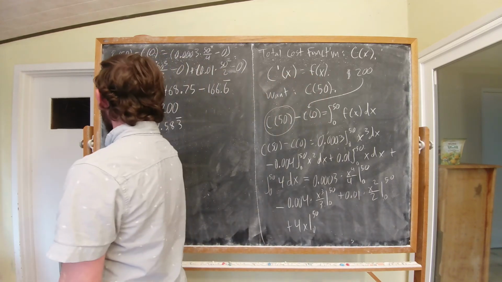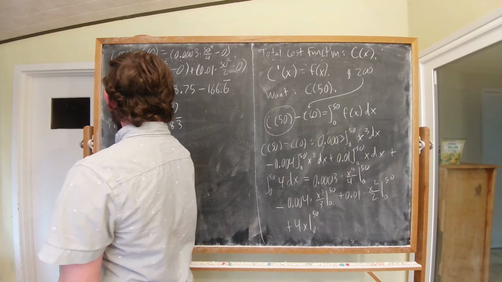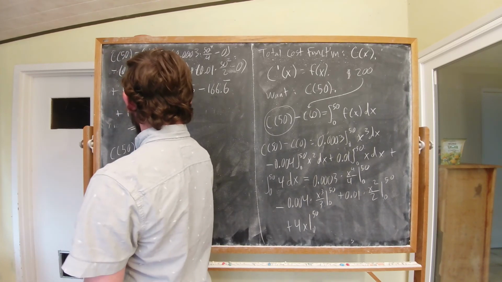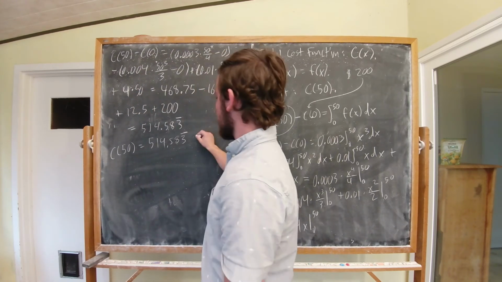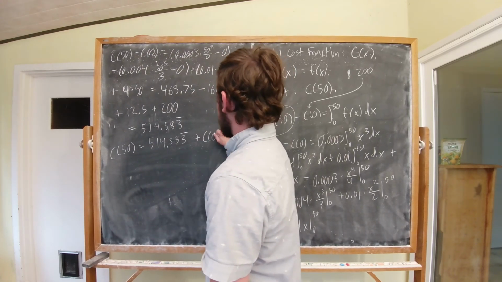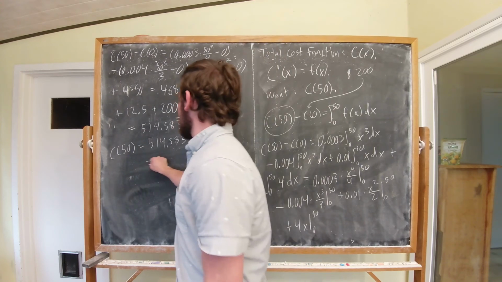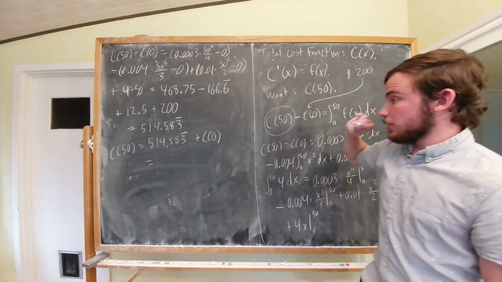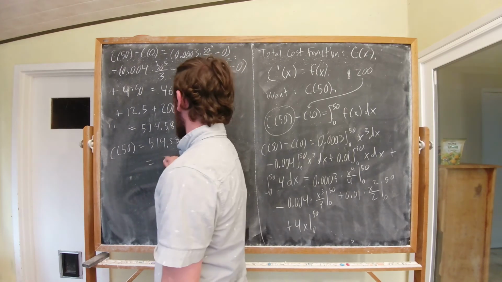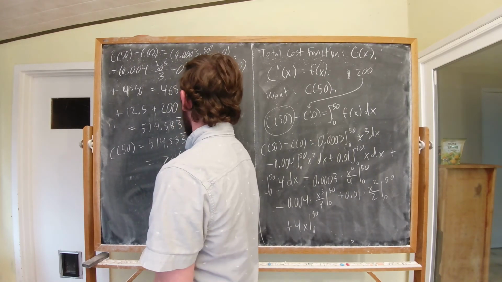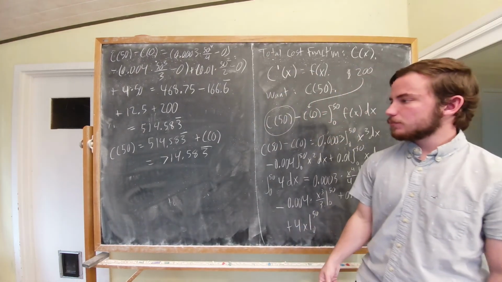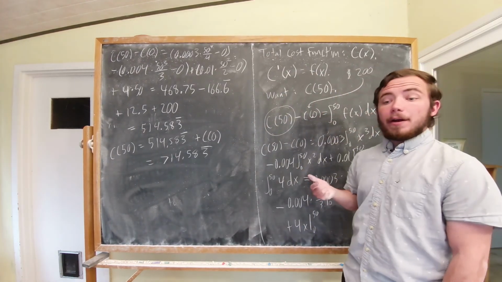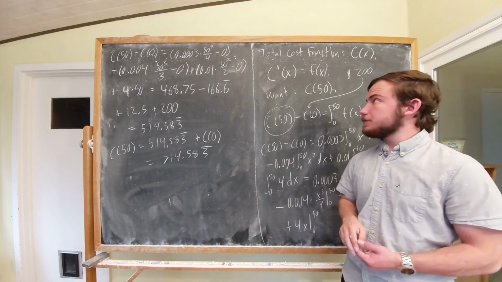So c of 50, the thing we want, is equal to 514.583 bar plus c of 0. C of 0 was $200, so this will be 714.583 repeating. Alright, so that's our cost at 50.